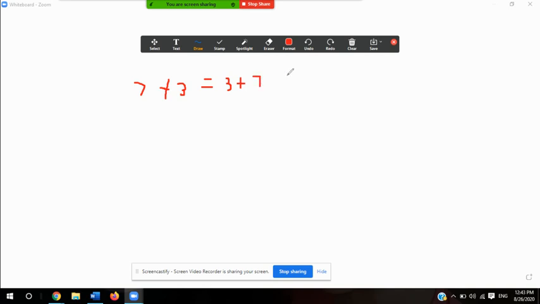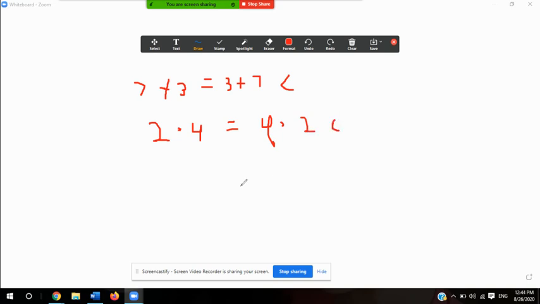It's commutative because it's basically telling me that whether I have 7 plus 3 or 3 plus 7, I'm going to get the same thing. The same is true if you have something like 2 times 4 is equal to 4 times 2. And that's also the commutative property, okay?